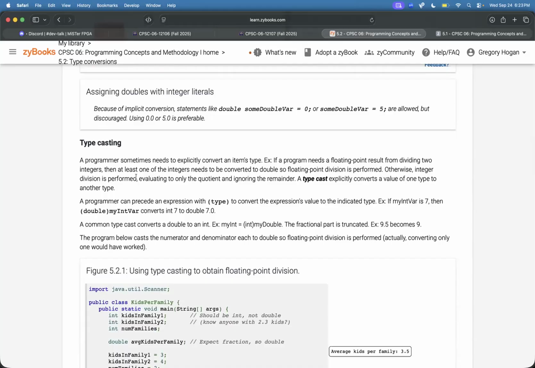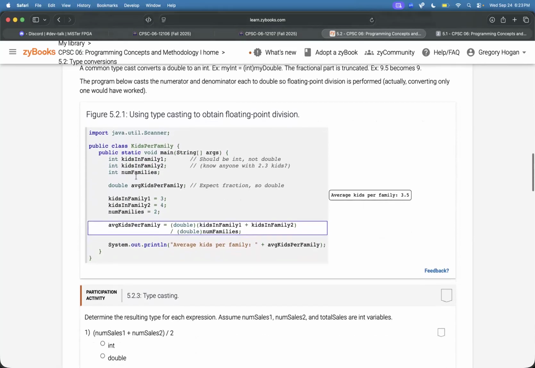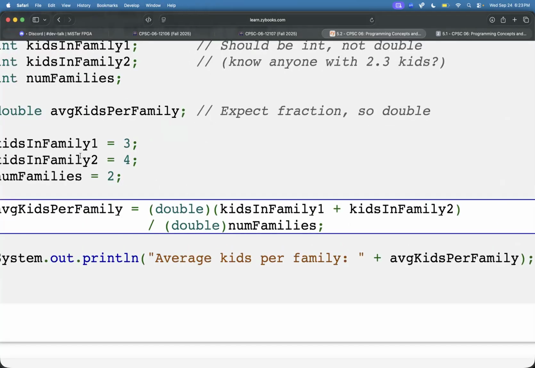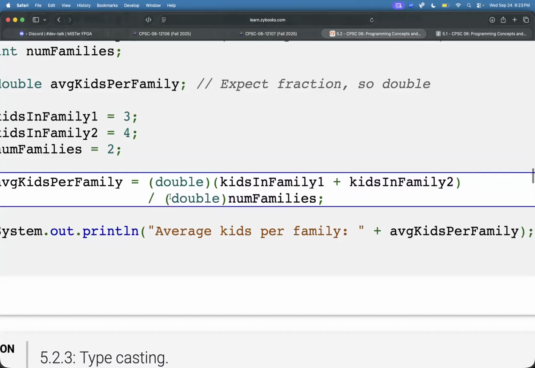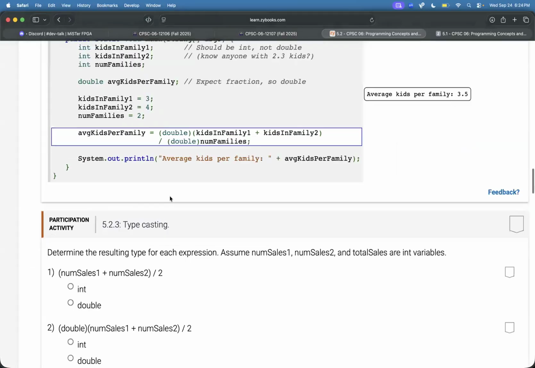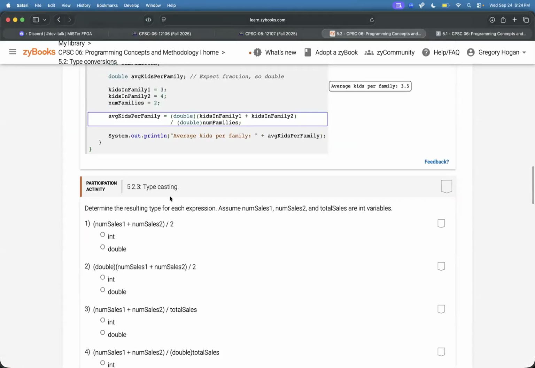Here they explain the typecasting. If we scroll down, you'll see them doing it. This was kids in the family, so this is exactly what we just did. Notice that to typecast, they just write double in parentheses next to whatever it is they want to turn into a double. This should also not be on separate lines here. This code would not compile.